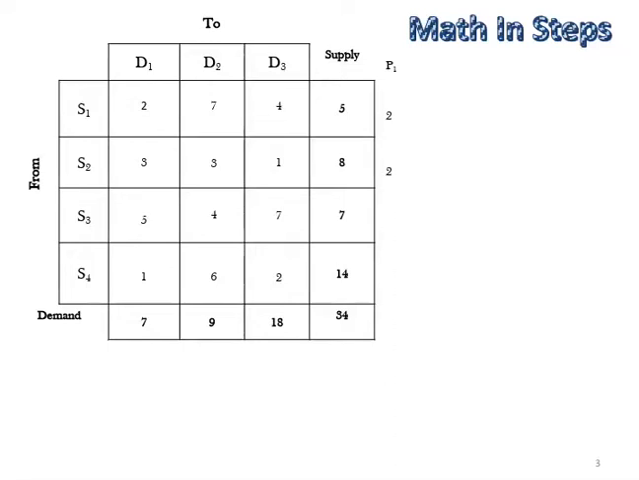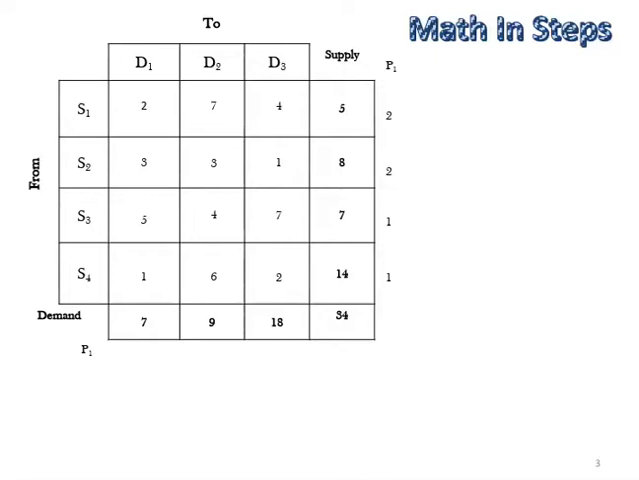For the third row, the minimum cost is 4. The next minimum cost is 5. Difference is 1. So the penalty is 1. For the fourth row, the minimum cost is 1. Next minimum is 2. Difference is 1. So the penalty is 1. Now same way we have to find penalties for the columns as well.